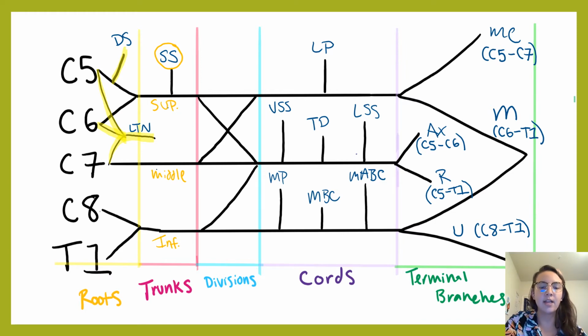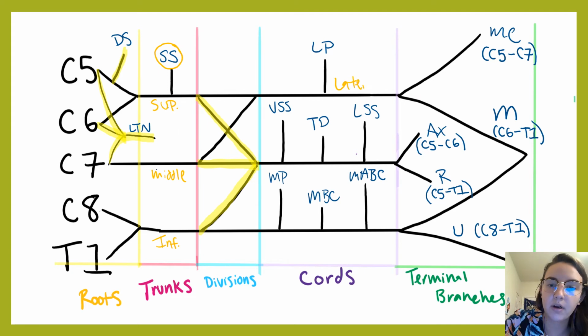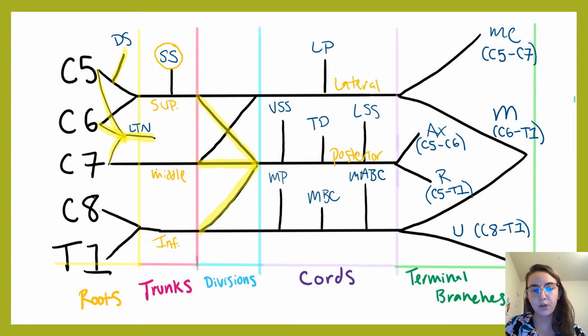Each of these trunks then gives off an anterior and a posterior division, with the posterior divisions being highlighted in yellow here. Then the six of these divisions combine in different capacities to form cords. So the anterior divisions of both the superior and the middle trunks combine to form the lateral cord. All three posterior divisions combine to form the posterior cord. And then the anterior division of the inferior trunk forms the medial cord.